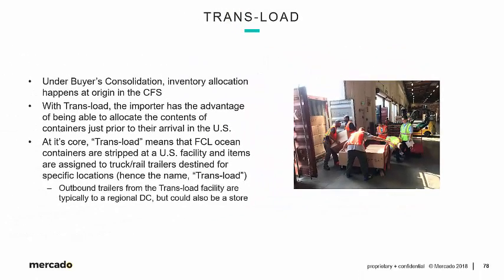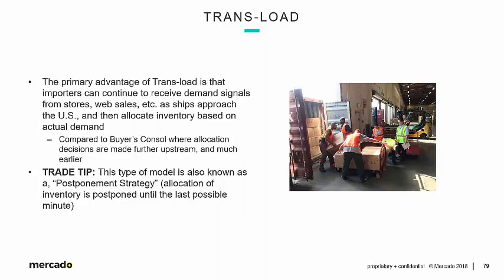They are transloading merchandise. Usually, as we'll note in our last sub-bullet point on this slide, those outbound domestic trailers from a transload facility are typically going out to a regional DC, but it could also be a store. Most of the time, it's a regional distribution center. The primary advantage of transload is that importers can continue to receive demand signals from stores, web sales, etc. as ships approach the U.S. and then allocate inventory based on actual demand. This is the key attraction to transload.